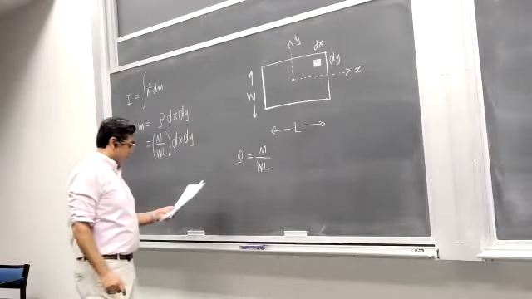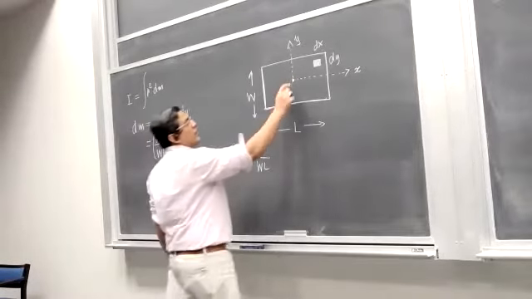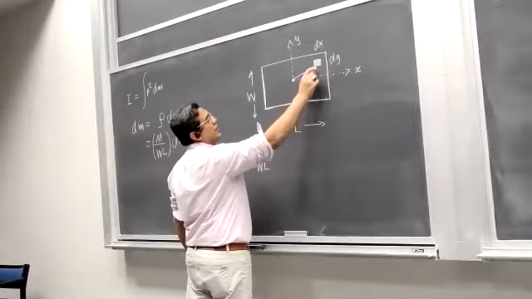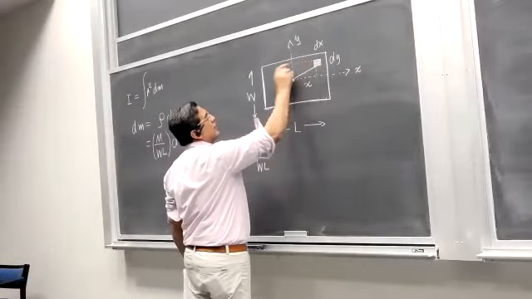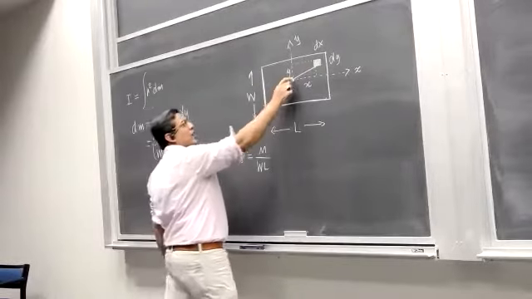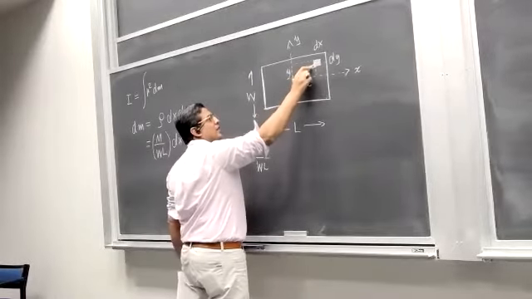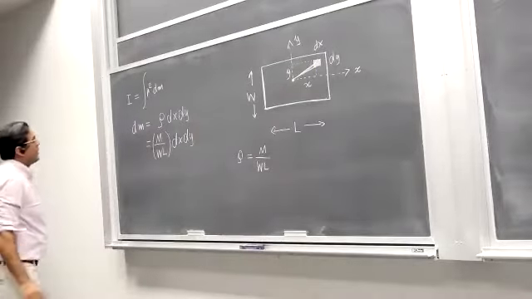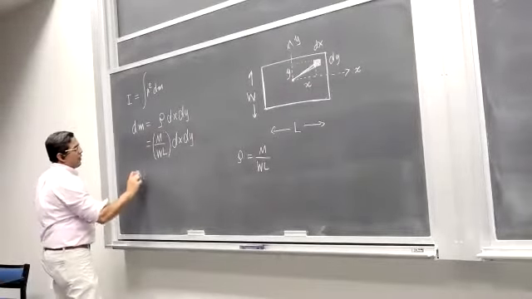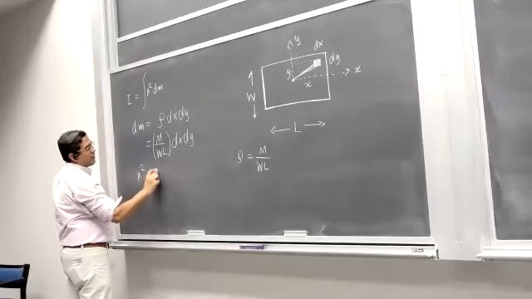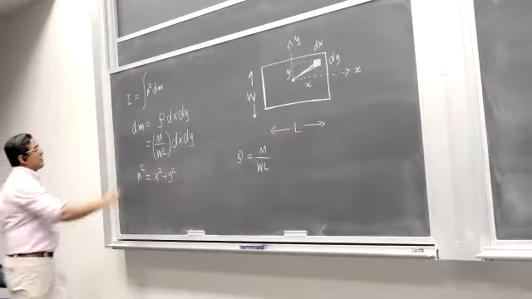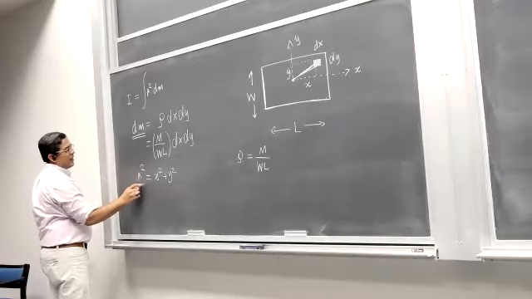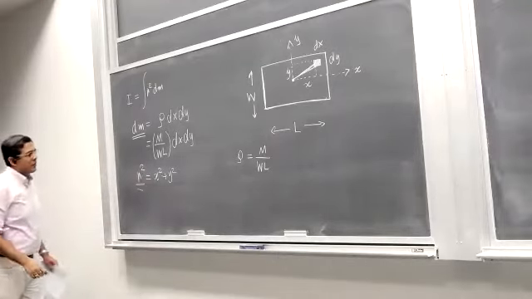Let's say that the coordinates, the position where this object is located, are x and y. So what would be r in terms of x and y? r squared is x squared plus y squared. Now we plug these two things in the integral and then try to calculate the integral.